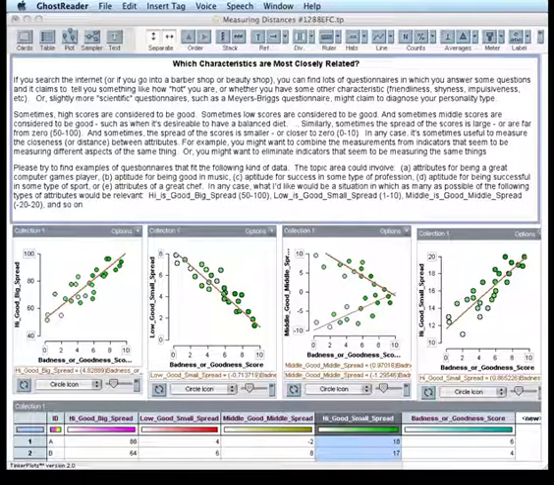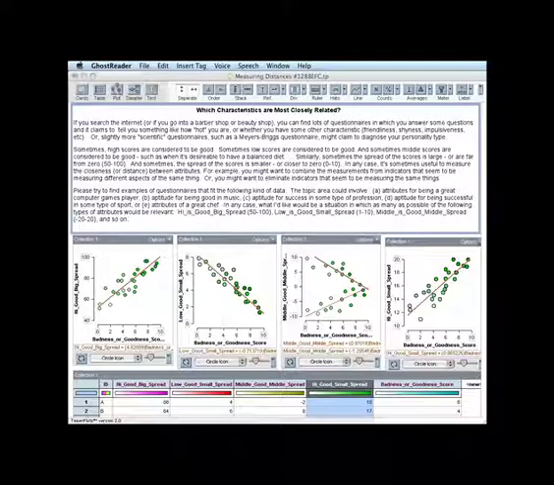Here is a table and some graphs that report results from several questionnaires, similar to the kind you can find on the internet, or if you go into a barber shop or beauty shop. Some questionnaires ask you to answer some questions. And then, they claim to tell you something like how hot you are, or whether you're friendly, shy, or impulsive, or whether you have some other characteristic. Or, slightly more scientific questionnaires, such as a Myers-Briggs test, might claim to diagnose your personality type.